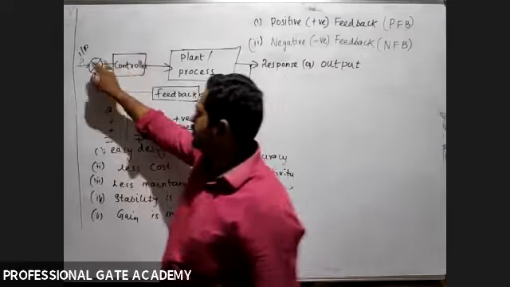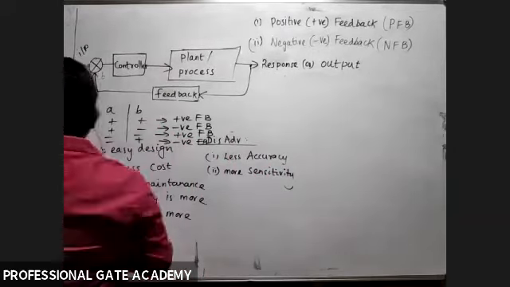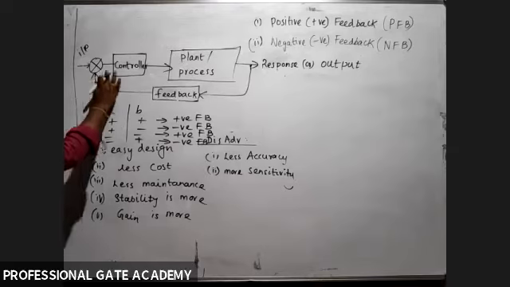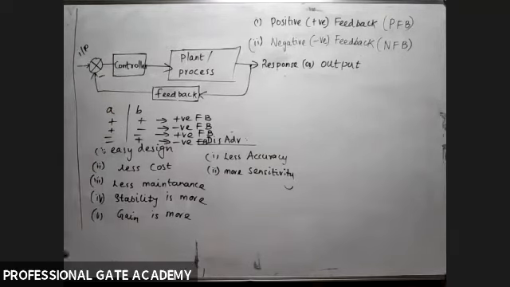Suppose A is not mentioned and B is positive. What type of feedback? Positive. Here nothing is mentioned, so is the default positive or negative? Default positive. So what type of feedback? Positive feedback system. Suppose if you have minus here, negative feedback system.